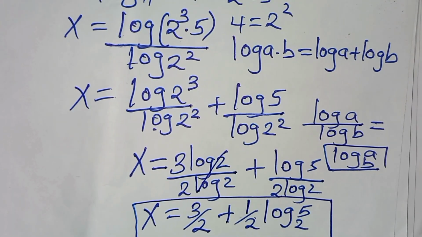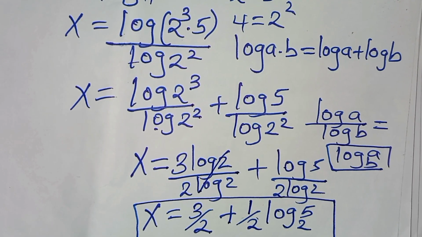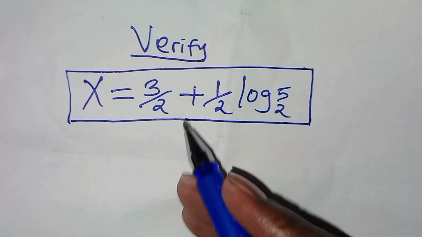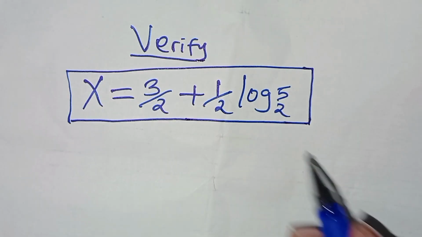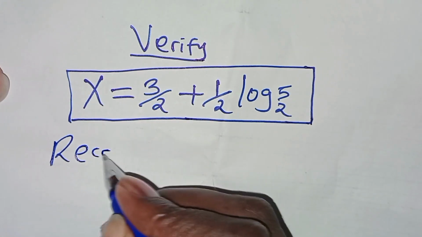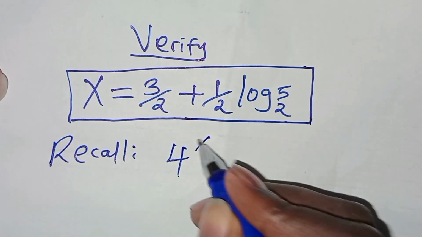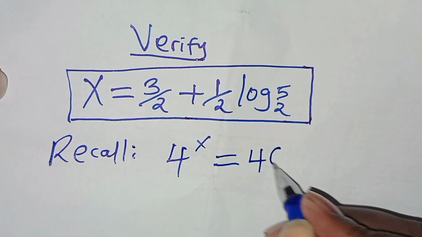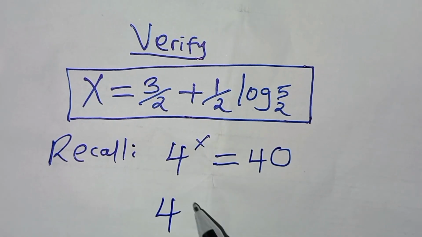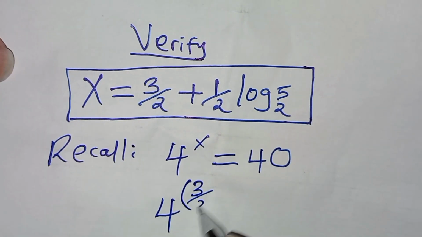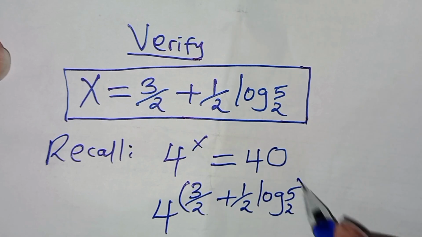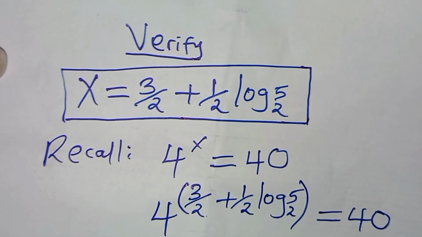Let's verify that this value of x actually satisfies the equation by following these steps. So let's verify that x, which is equal to 3 over 2 plus a half log 5 to base 2, actually satisfies the equation. Now, if you recall, we had 4 to power x. This should give us a value of 40. Now, let's substitute the value of x. Here we'll have 4 to power 3 over 2 plus a half log 5 to base 2. This should give us a value of 40.